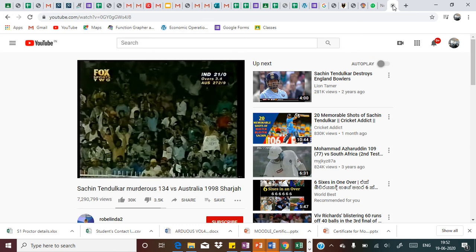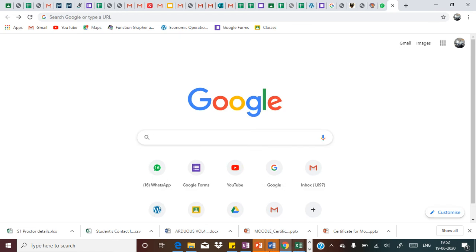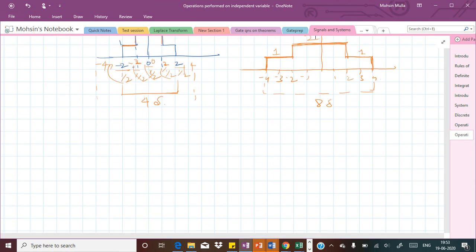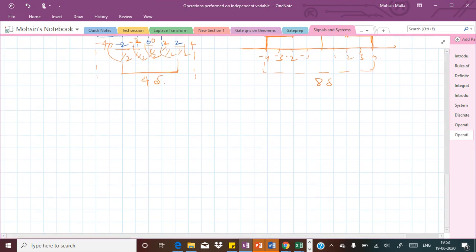Okay, so now coming back to our topic here. That is what happens in case of a time scaling operation, whether we expand the signal or compress the signal. Now the second operation is the time reversal of the signal. Time reversal is nothing but playing the same thing in the reverse direction. Whatever signal exists in real time will be played in the reverse direction, and that is called time reversal of the signal.